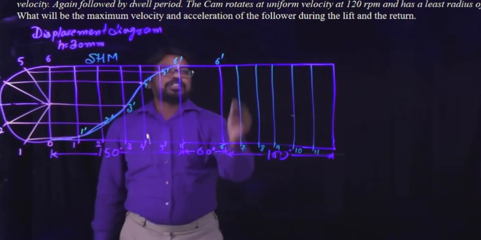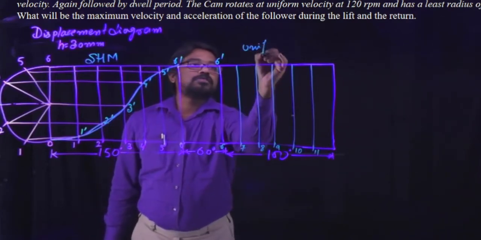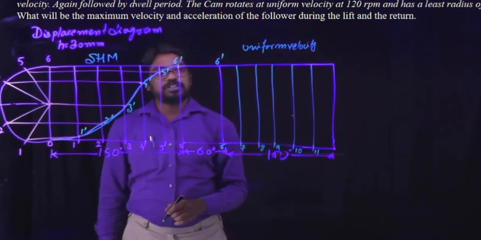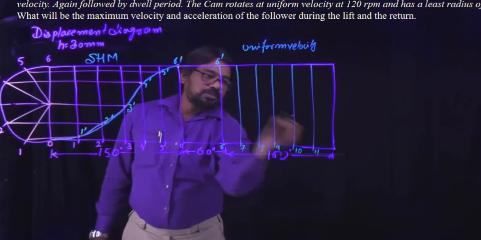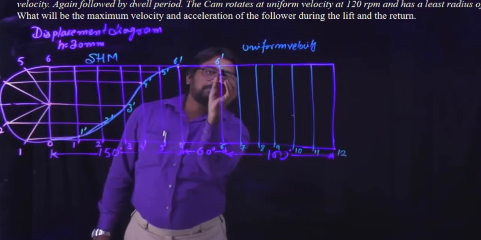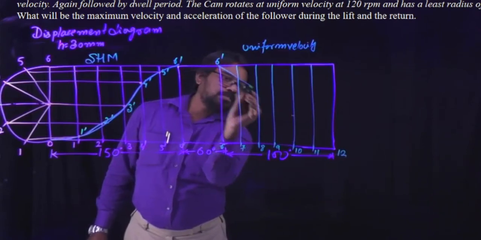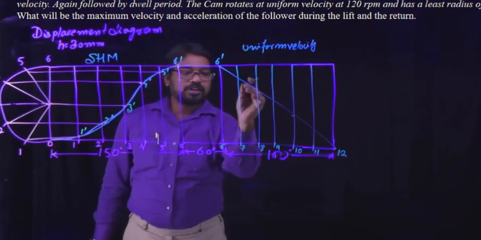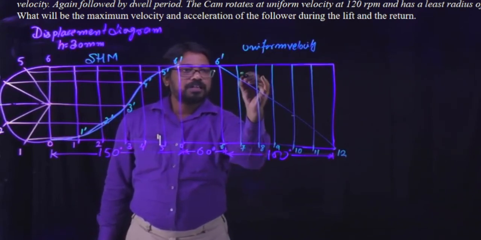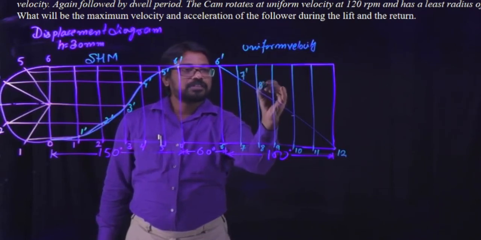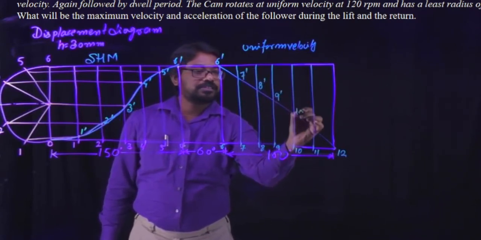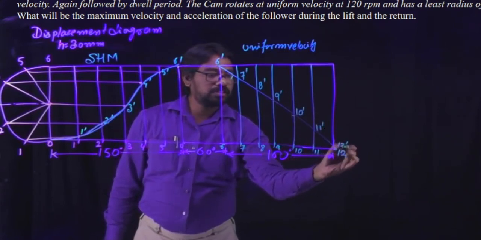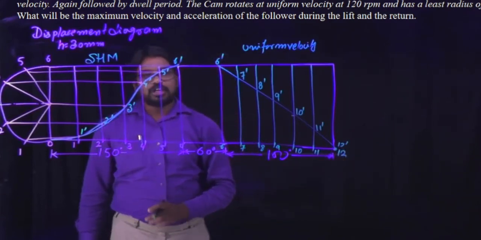Now for uniform velocity, from the starting 6 dash to 12, we simply connect these 2 points. This will be coming downward with uniform velocity. Wherever we get an intersection, we mark as 7 dash, 8 dash, 9 dash, 10 dash, 11 dash, and this is the 12th, or 12 dash. Same point we have 12 dash. So this is how the follower will move.